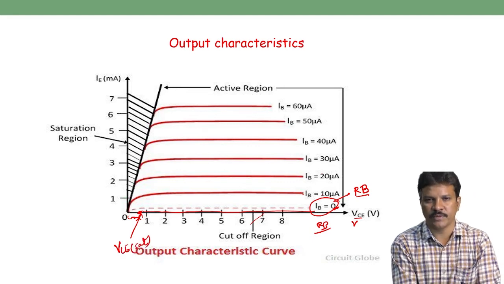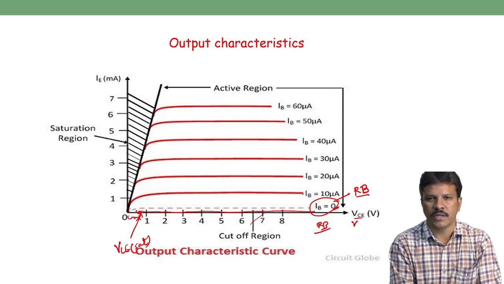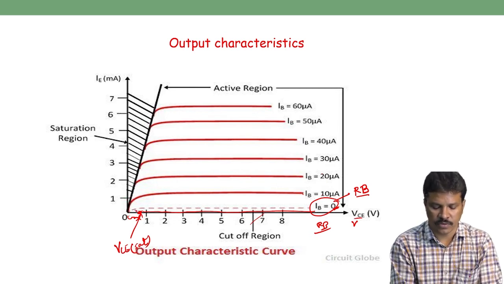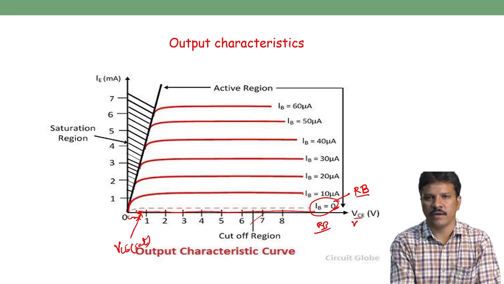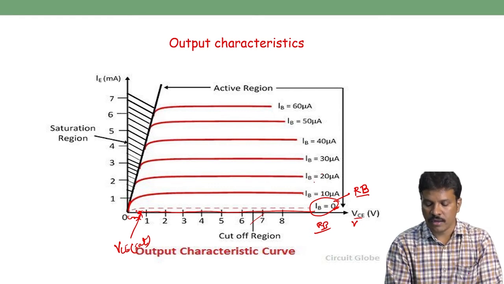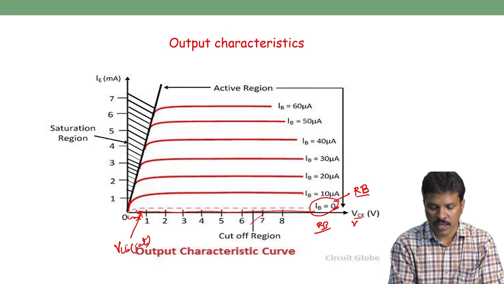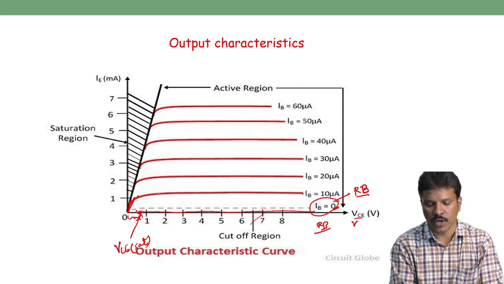VCE saturation point: 0 to 0.2 is a very small region. In this 0 to 0.2 volt range, the increment in the emitter current is very sharp, a sudden increment. For IB equal to 10, varying the emitter-to-collector voltage from 0 to 0.1 suddenly increases the current. At 0.22 it is suddenly increasing, so it reaches a maximum and then increases slowly.